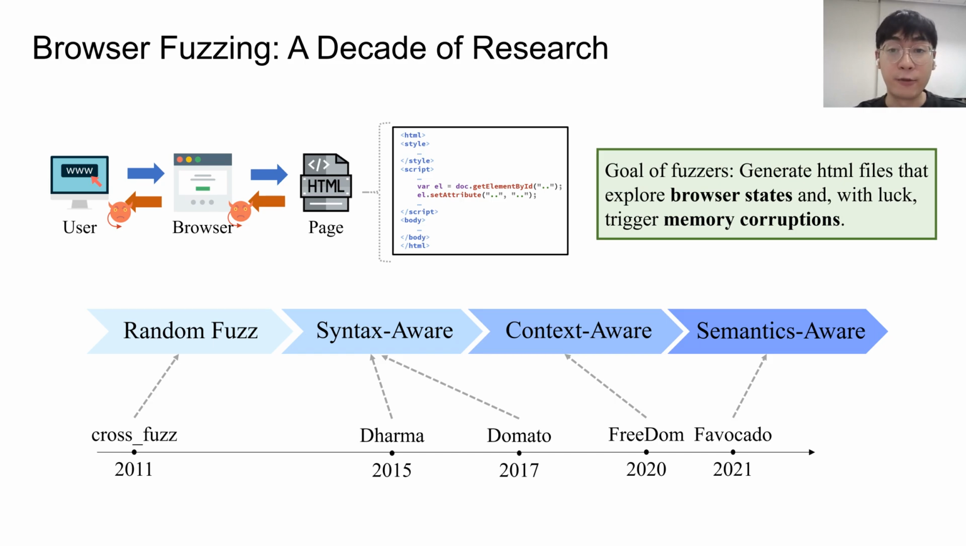It goes through a decade of research. Starting from 2011, fuzzing the whole browser is a popular way to find bugs in rendering engines. And browser fuzzers become more and more powerful. Their generation strategy is not only syntax aware, but also context aware and semantics aware. Their common goal is to generate HTML files that explore browser states, and if we are lucky enough, the fuzzers will trigger some memory corruptions.